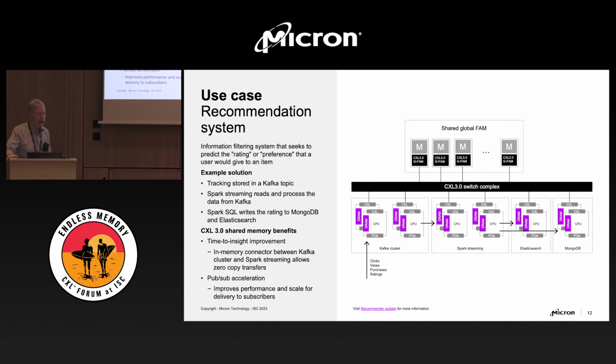This next one is a recommendation system. And here, the first stage of the pipeline is pulling in these events, whether that be clicks or views or purchases, whatever. And so it's pulled into that cluster. Next you go into the Spark streaming portion of the pipeline. And that's where Spark, if you look into it, is really its own set of stages of work.